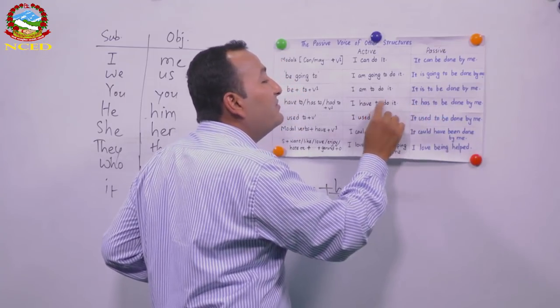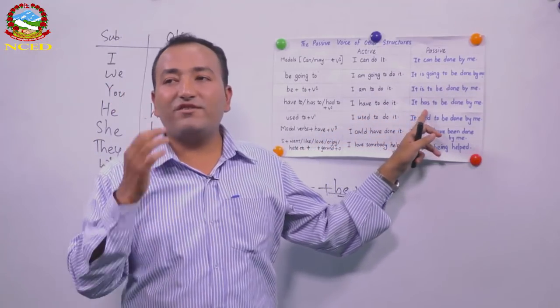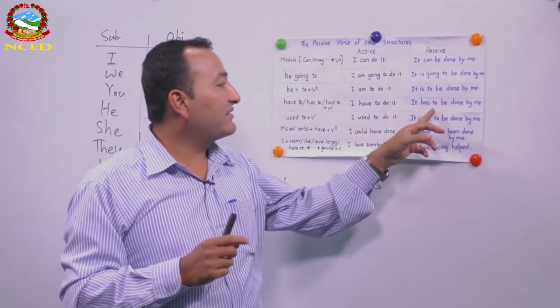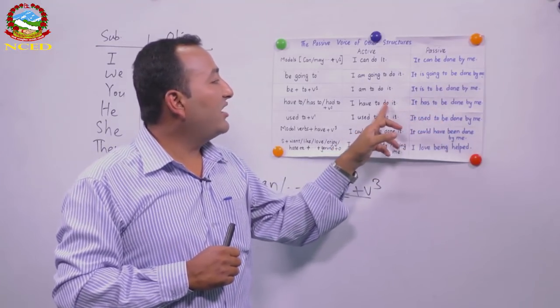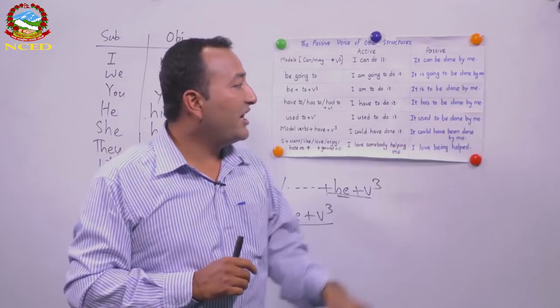That's why "have to" is changed into "has to". But there is no difference in tense, no change. Same tense. It has to, then there is verb 1, so in place of verb 1 we write be plus verb 3, be done by me.